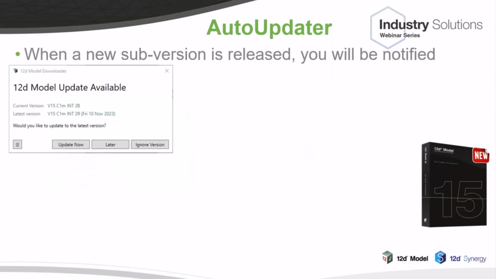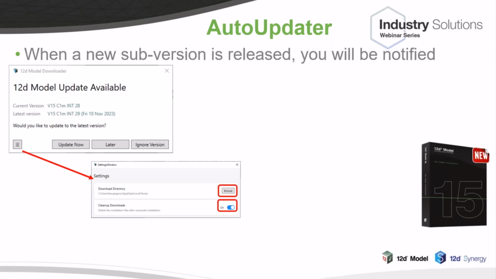So when we release a new subversion, you will be notified. You'll get a screen like this, and there is a settings part. It will have a default place it'll download the installing exe, or you can change it to somewhere else. And you can actually tick whether or not you want the installation exe to be deleted straight away, or keep them. It will remember this when you come to do it the next time.